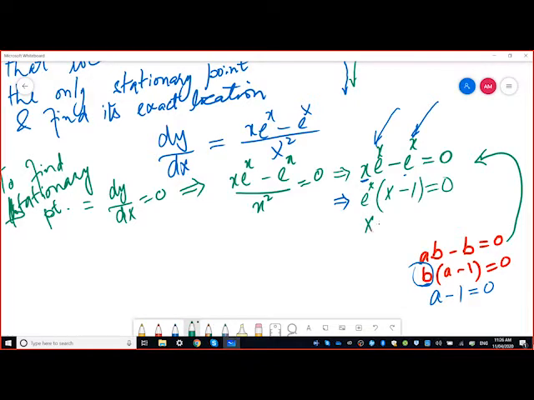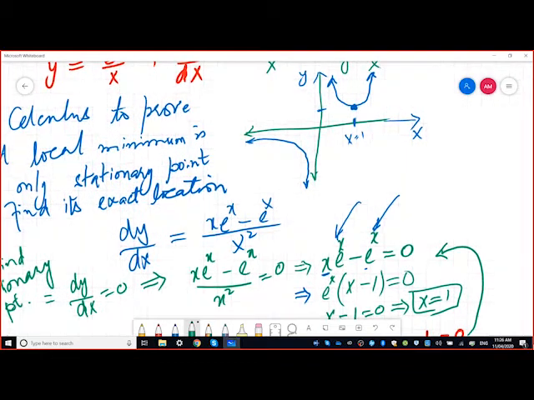So x minus 1 is equal to 0, and this implies x is equal to 1. And that's the same thing which you found from your calculator also. This x minus 1 was actually what we found from your calculator here. Let me highlight it. Does it make sense?